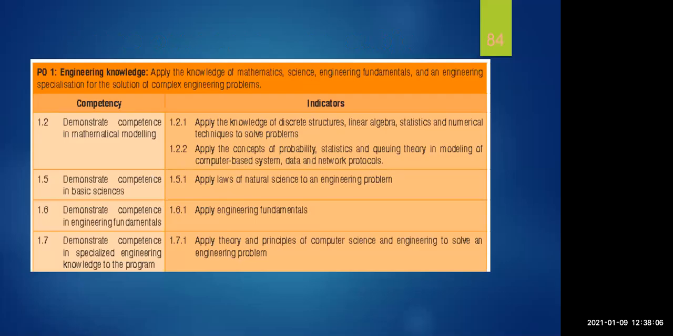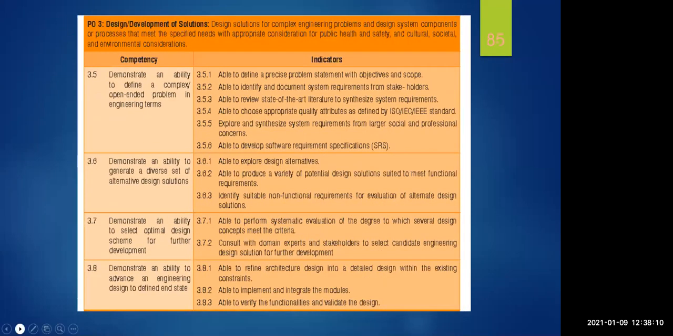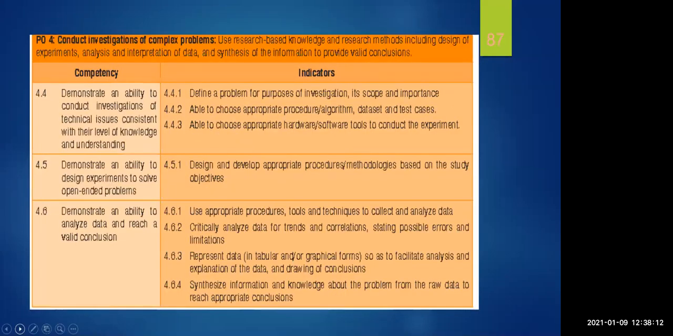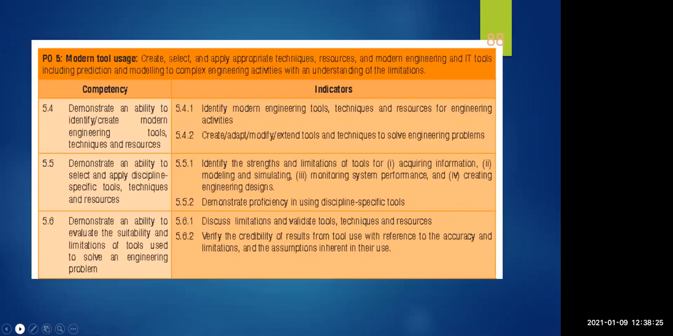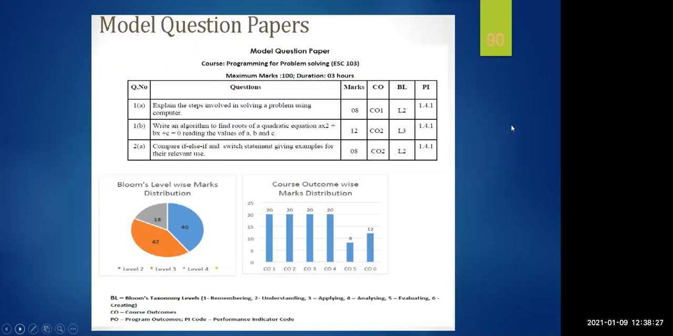Lack of time is there, but I'll just go through it. These are the performance parameter indicators AICTE is guiding us with. They have given us how to relate the PO and how you are testing it. So from this, you can set 4.4.4. We are testing competency. These are the indicators they have given. So overall, what I want to say is, this is how the question paper will be in future.